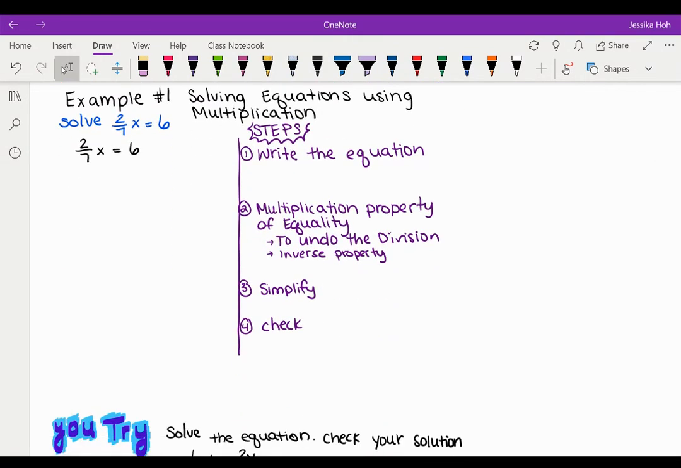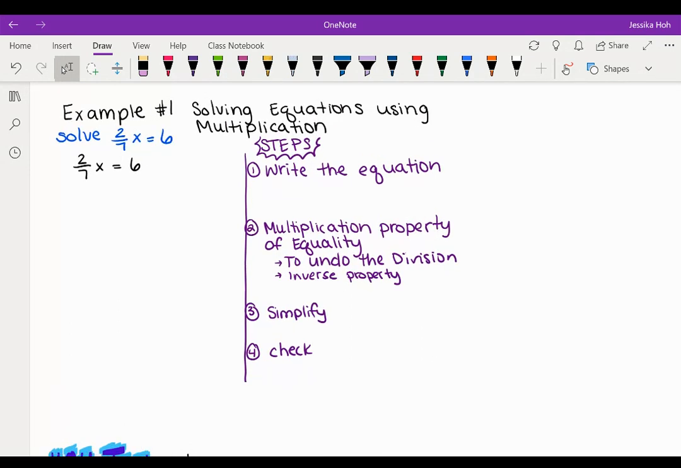My second example, I have 2 over 7 x equals 6. So the reciprocal of 2 over 7 is 7 over 2. So what I do to one side, I'm going to do to the other. 7 times 2 is 14. 2 times 7 is 14. 6 times 7 is 42. And 2 times 1 is 2. I know 14 divided by 14 gives me 1, so I can just write x equals 21. If you don't want to do this last step right here, you don't have to. You can just write x because you know the reciprocal will always give you 1.